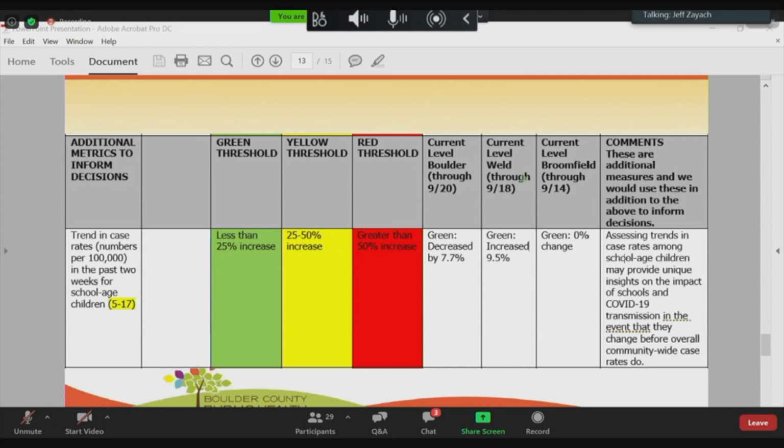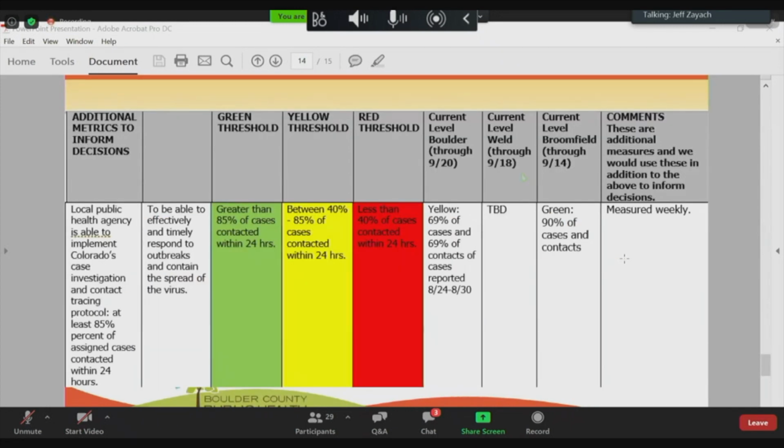And the last additional indicator that we look at is the ability of the local public health agency to have capacity to do contact tracing and case investigation. So when we have an outbreak or an increase in cases, we actually have enough staff to be able to respond and control the disease. In Boulder County, we're at 69% of our capacity to do that. Weld County is starting to collect this data for us, but hasn't yet sent it. And Broomfield County is at a green of 90%.